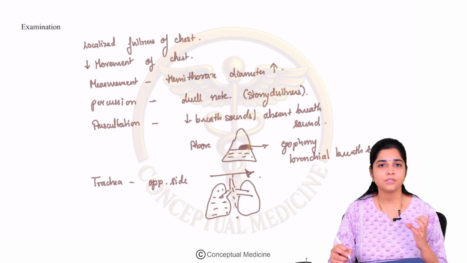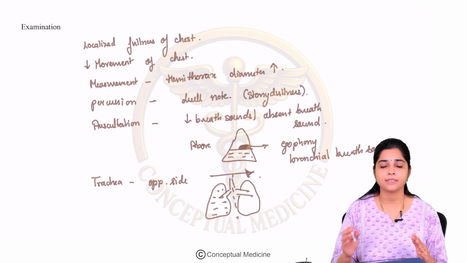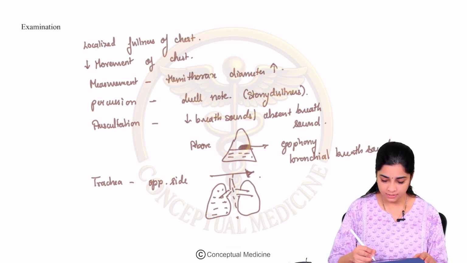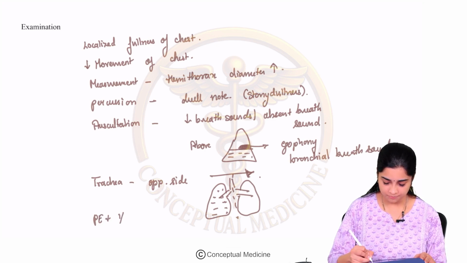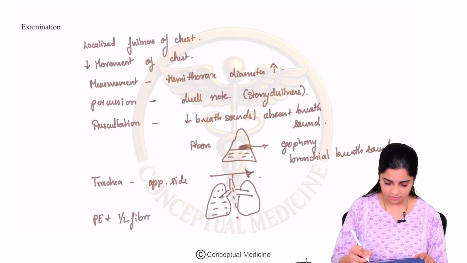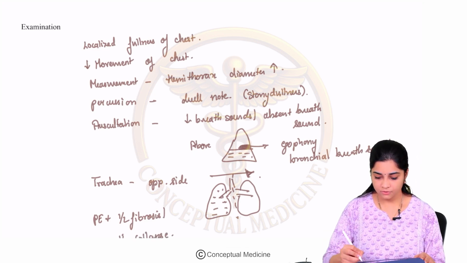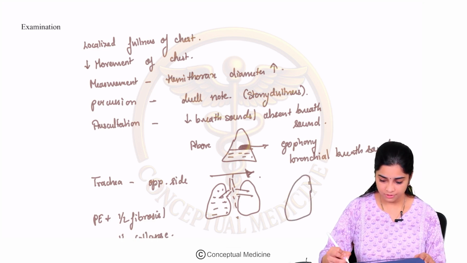So what are the conditions where you have a pleural effusion on one side but the trachea remains central? So this happens when the pleural effusion is associated with an ipsilateral fibrosis or an ipsilateral collapse, right? So if there is a pleural effusion and there is a mass here, then the lung is going to collapse, right?